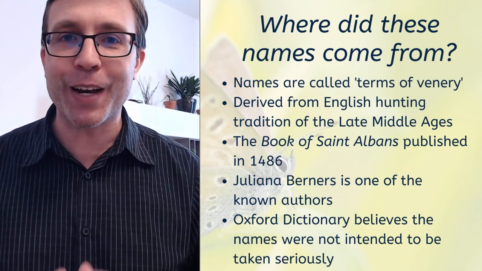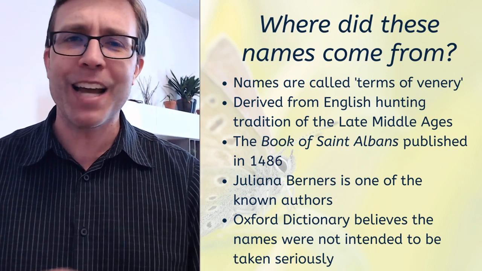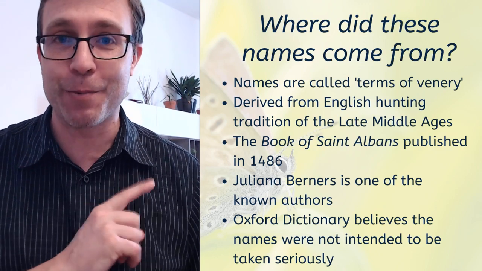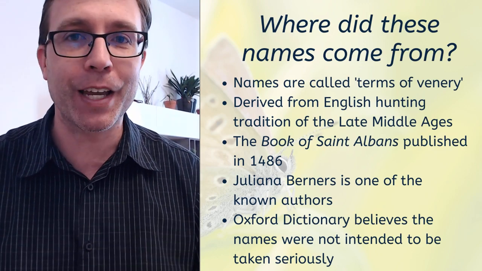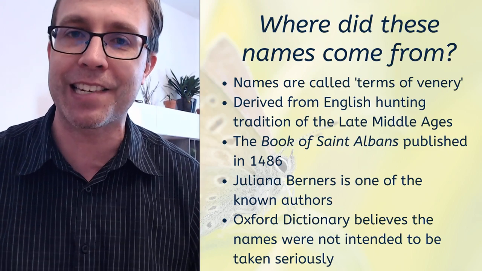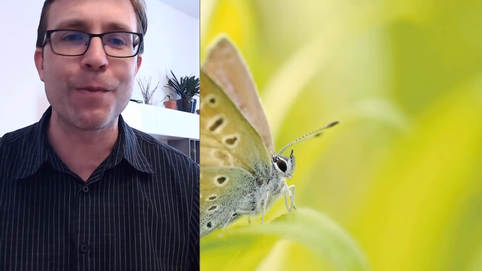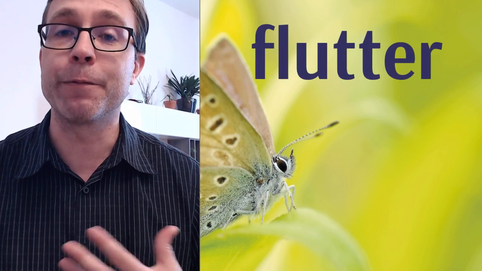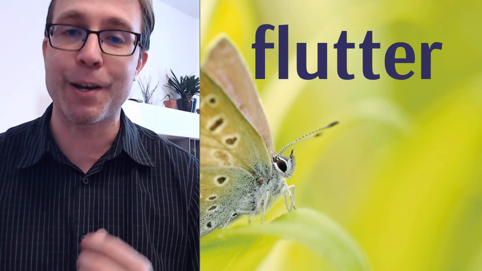So if you're wondering, okay, why does it have such a weird name? This is the reason right here: the names were come up with a long time ago, in 1486, and I don't think they were meant to be taken seriously, but more people started using them, and they became part of the language. So here we have a butterfly. All right. What do you think? If you have a group of butterflies, it is called a flutter. A flutter of butterflies.